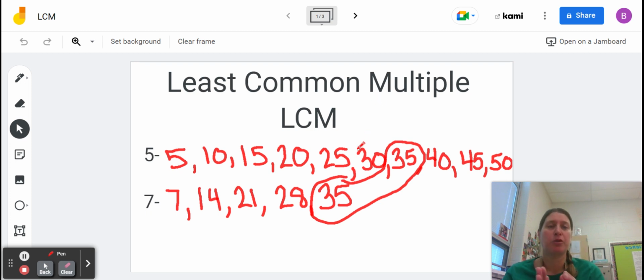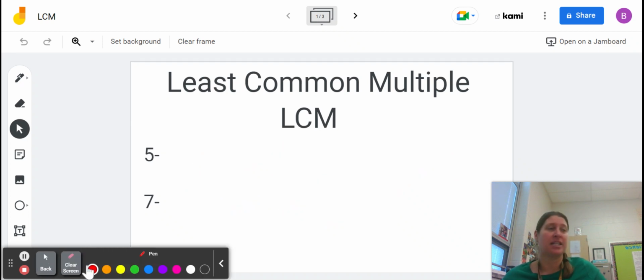I can always find a common multiple by multiplying these two numbers together. So 5 times 7 is 35. That is always going to be a common multiple, but it might not be the smallest multiple that they have in common. So it's not always going to be the answer for the least common multiple, but it is always going to be a common multiple. So we're always going to be able to find a common multiple. So we're going to look at another example.